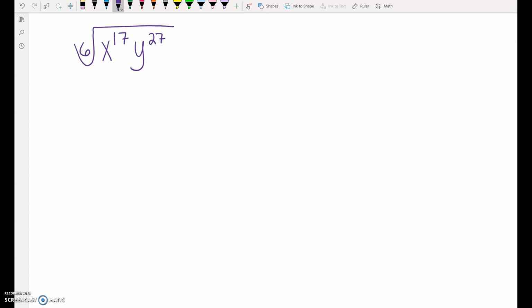We're going to go through two examples just to make sure that you are good and ready for your 9.2 worksheet. The first example is the 6th root of x to the 17th, y to the 27th. This splits into the 6th root of x to the 17th and the 6th root of y to the 27th.